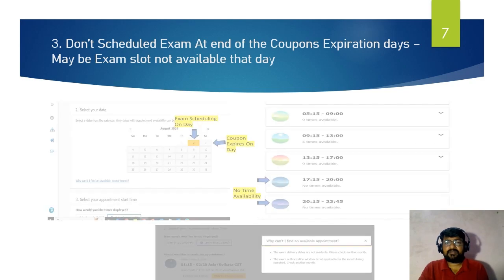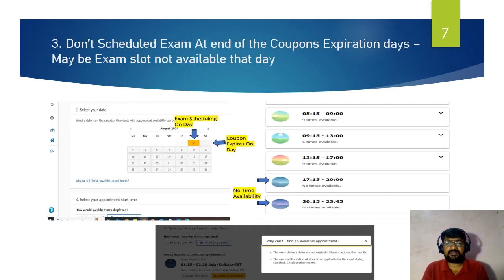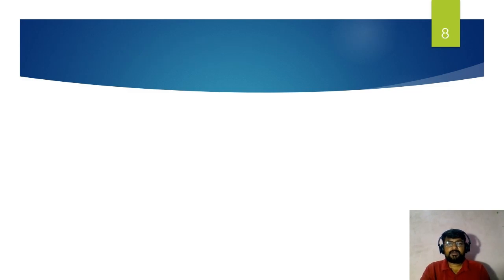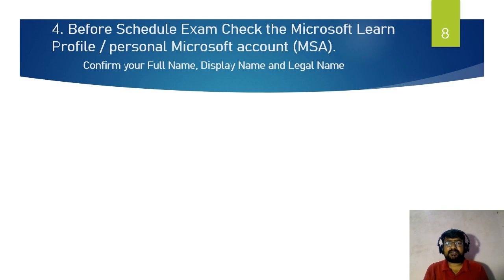Friends, for example, if I am scheduling the exam on the 2nd and my coupon expires on the 3rd, when you schedule the exam at that time, there may be no time availability, so your preferred time is not available. So you can schedule the exam at least 15 days before, or you can keep a time difference of 1 week. Tip number 4, before scheduling the exam, check the Microsoft Learn profile or personal Microsoft account, MSA.